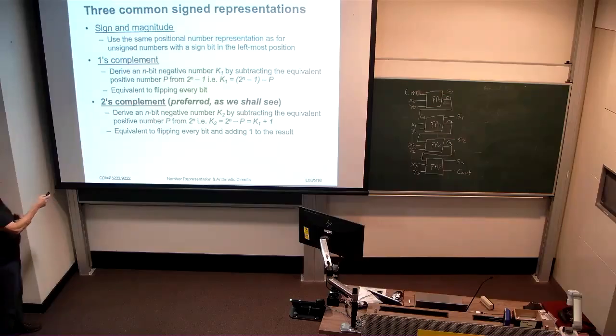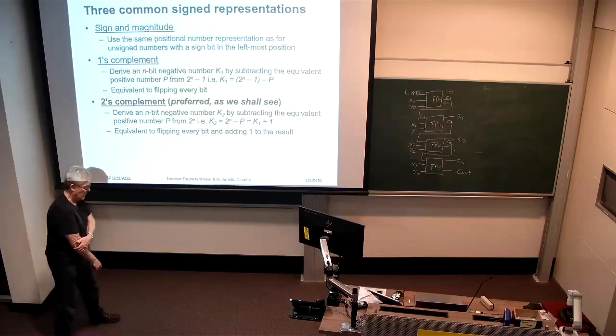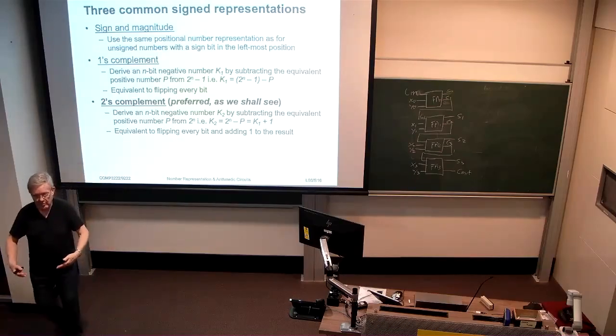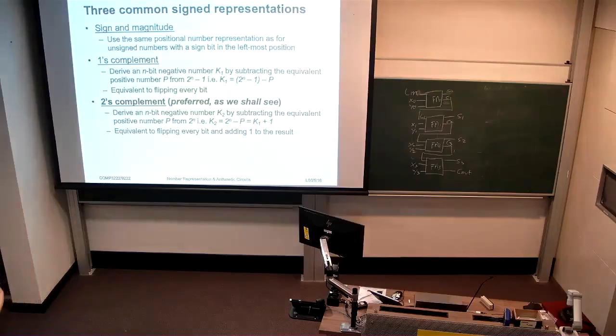1's complement subtracts every bit from 1 effectively, which is the same as subtracting the number overall from 2 to the n minus 1, so the n-bit number from 2 to the n minus 1. That's the same as flipping every bit. So the negative value or the complement of a particular value is determined by simply flipping all of the bits. So 3 would be 0, 0, 0, 1, 1. Minus 3 would be 1, 1, 1, 1, 1, 1, 1, 1, 1, 0, 0.